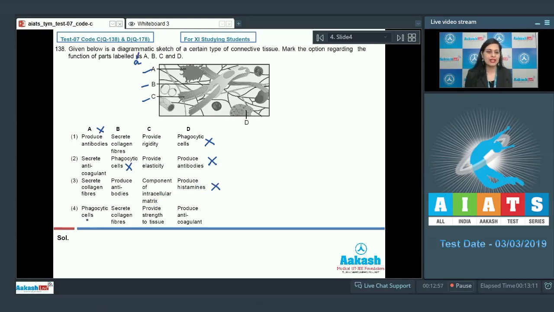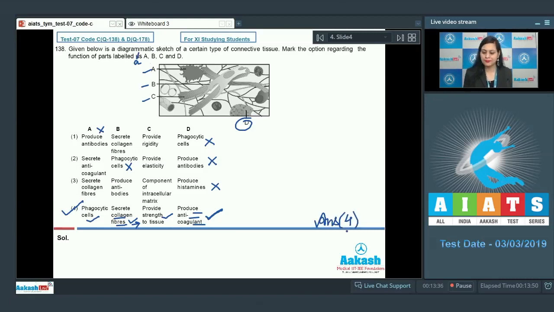And the last option given is phagocytic cells. Yes, macrophages perform the function of phagocytosis. Secrete collagen fibers. Yes, fibroblast cells secrete collagen fibers. Provide strength to the tissue. This is true. Collagen fibers provide strength to the tissue. And produce anticoagulant. As it is also a correct description, this is the correct answer to our question, because mast cells produce histamine, heparin, which acts as an anticoagulant, and serotonin. So the correct answer to this question is option number 4.